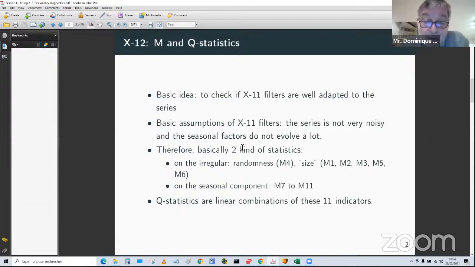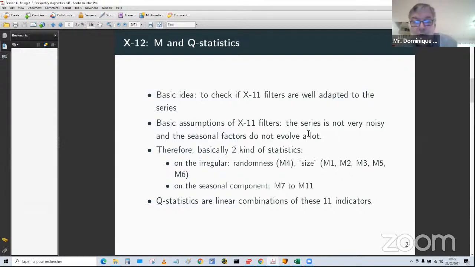So the first thing is that you are going to see if your series is not too noisy for the choice of the filters. And what X11 also does not want is that the seasonal factors evolve a lot. If they are moving very, very fast, and I will give you some example of that, it's a bit tricky. It doesn't mean that you cannot do a good job on these occasions, but it means that it could be more difficult. So you must have a look, okay?